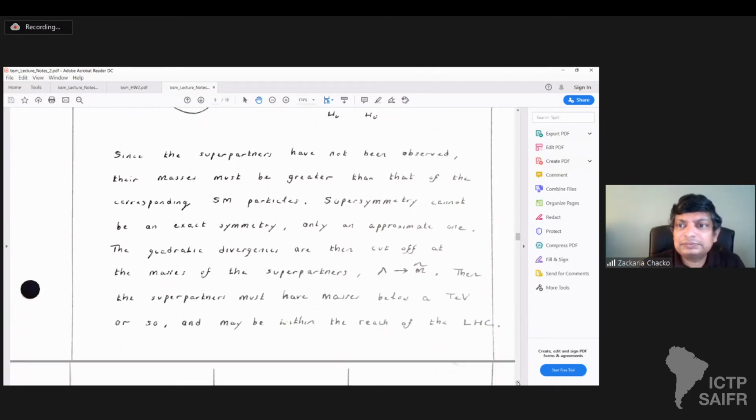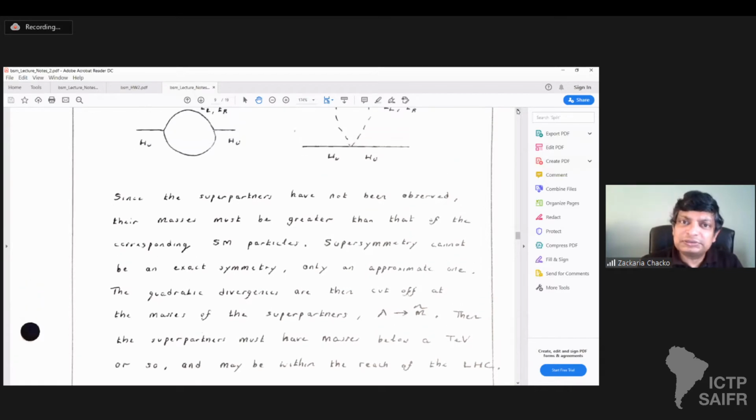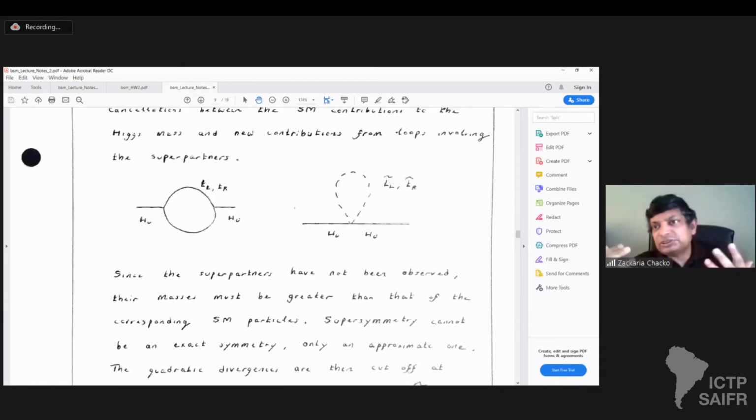On the other hand, we haven't seen the superpartners. We know that there's no new light scalar particle with the mass and charge of the electron. There's no such particle, right? And so what that means is that even though supersymmetry says that the superpartners have to have the same mass as the standard model particles, that cannot actually be true. So it means that supersymmetry cannot be an exact symmetry. It has to be a broken symmetry.